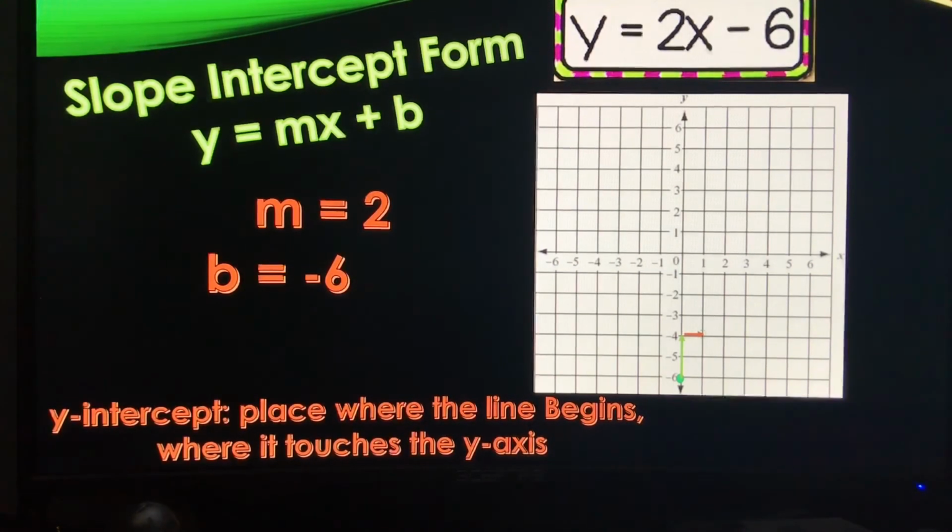I now have a point right there. I rose 2 and ran 1. I'm going to do that again, rise 2 and run 1, so I get my 3rd point. If you notice, these are the same 3 points from my table. When I connect them, I have that same line.